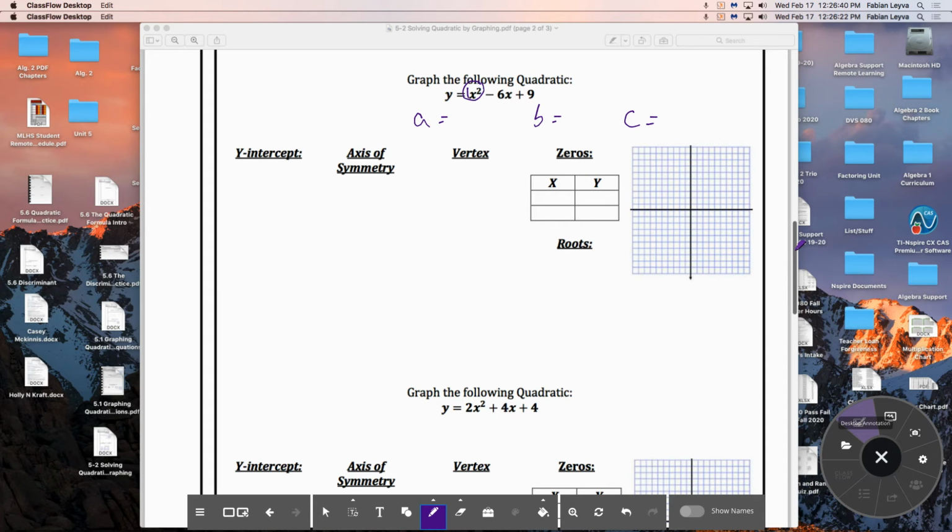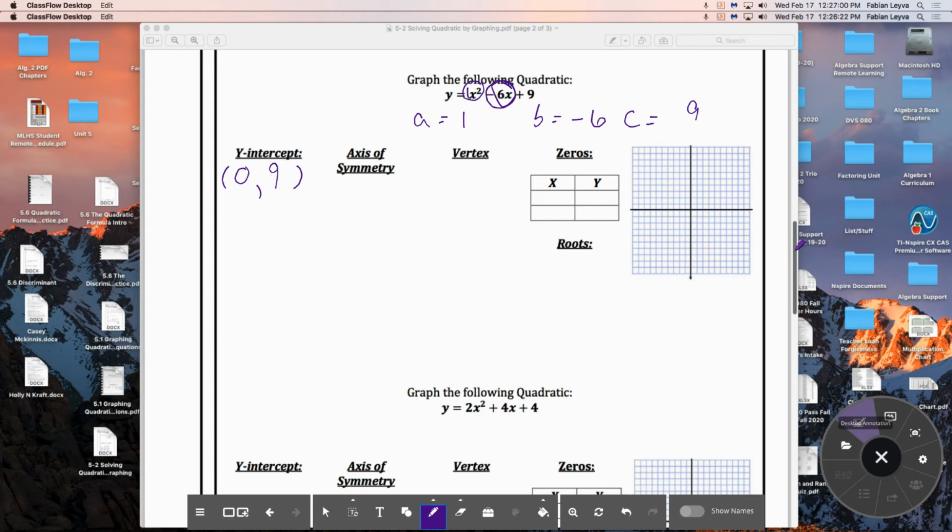My a is always the coefficient in front of the x squared. My b is going to be the -6 because it's in front of my x. And then my c is going to be the constant. Now, I know that my y-intercept is always going to have an x value of 0 and a y value of c, which in this situation is a 9.